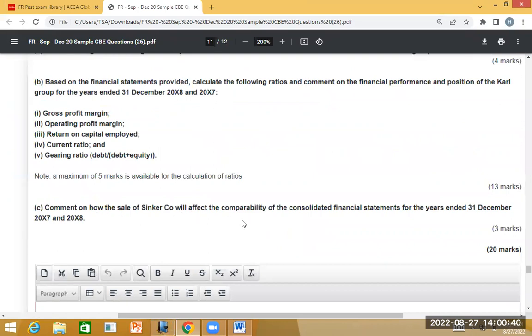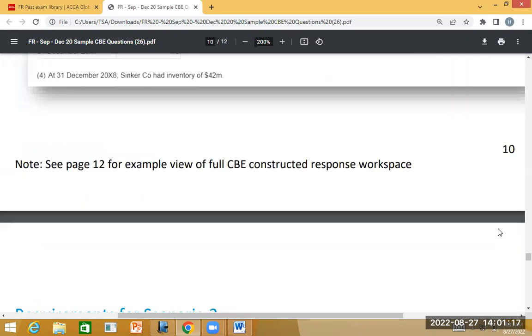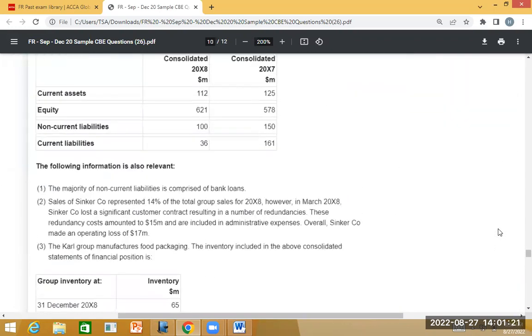Comment on how the sale of Sinker will affect the comparability of the consolidated financial statements for the years ended 31st December 2007 and 8. You need to give only 3 valid points, and you will get 3 marks. That's it. It's my request for all of you to please read this question again at home and try to solve it on the constructive response workspace. That is very important for you. It's my intuition that the examiner can ask this type of question again in the examination. It's a very favorite area of the examiner that you need to know the impact of the disposal of a subsidiary. There is a sequence of 3 to 4 questions related to the disposal of a subsidiary.